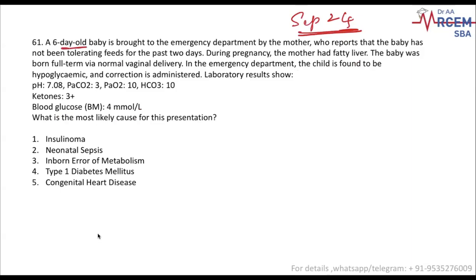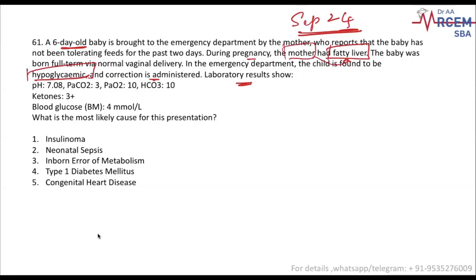It's a 6 days old baby brought to the emergency department by the mother, who reports that the baby has not been tolerating feeds for the past 2 days. During her pregnancy, the mother had a fatty liver. So this mother had a fatty liver during the pregnancy. Important point. The baby was born full term via normal vaginal delivery. In the emergency department, the child is found to be hypoglycemic. Correction has been administered.